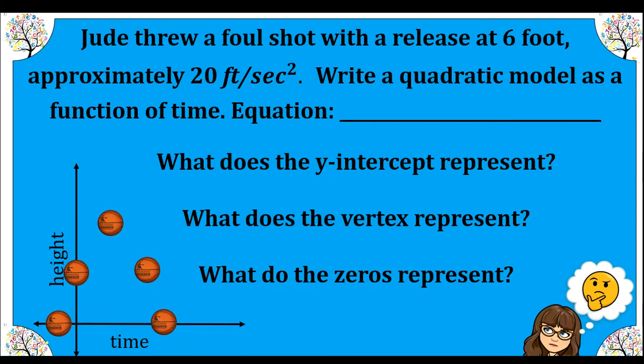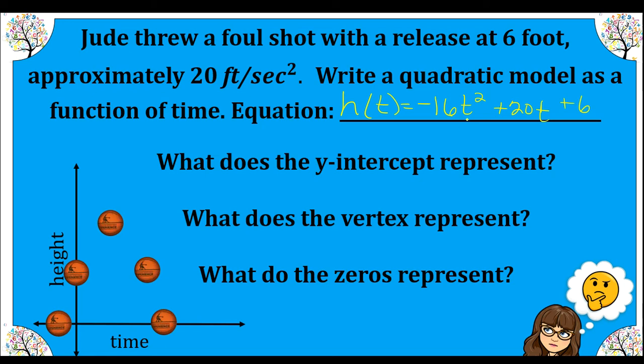Okay, now let's take a look at some real-life examples to write our quadratic equations. Jude threw a foul shot. He released it at 6 feet with a velocity of 20 feet per second. Now, because we're talking about feet, our a value is going to be negative 16. Our velocity is 20, and our y-intercept is 6.